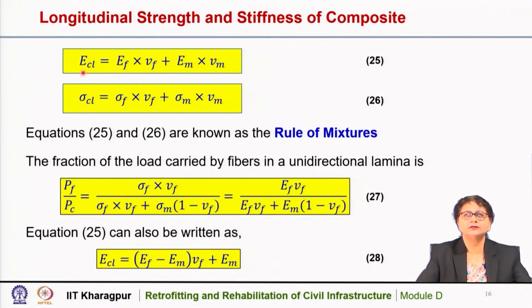This equation can also be written as ECL is equal to Ef minus Em into Vf plus Em, because Vm is 1 minus Vf. So, we can write equation 25 as ECL is equal to Ef minus Em into the volume fraction of fiber plus the Em, that is the elastic modulus of the matrix.